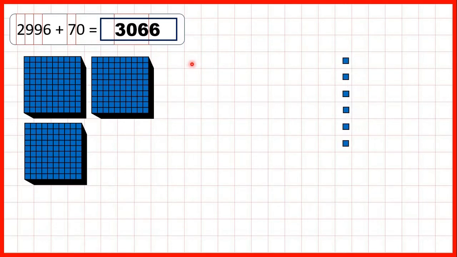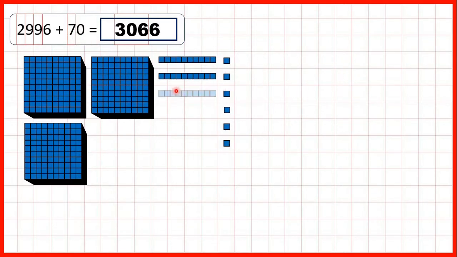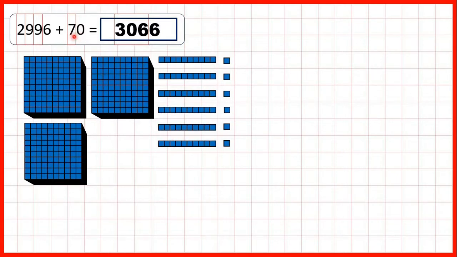So if we add another 6 tens, that means that we've added 7 tens altogether to give us 3,066, because we've got 3 thousands now that we've exchanged, no hundreds, 6 tens, and we still have our 6 ones.